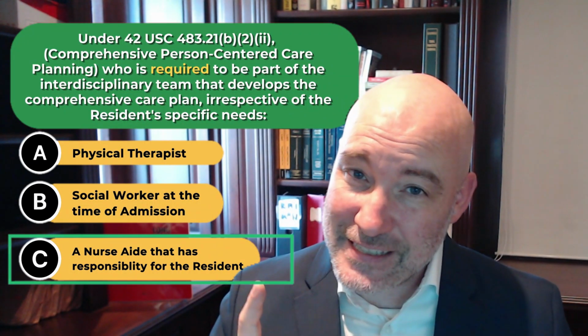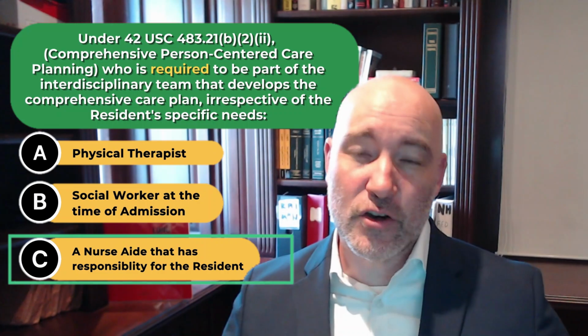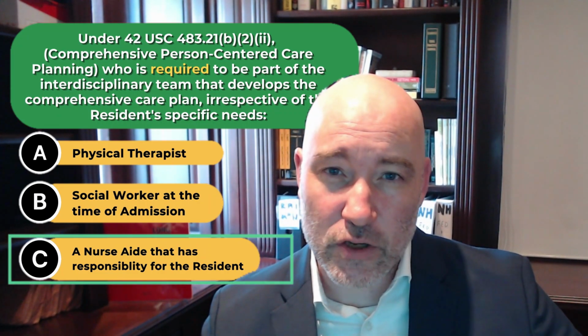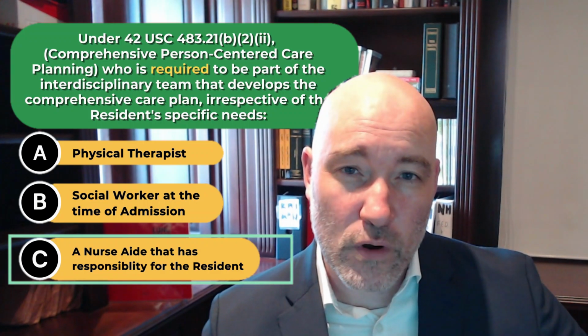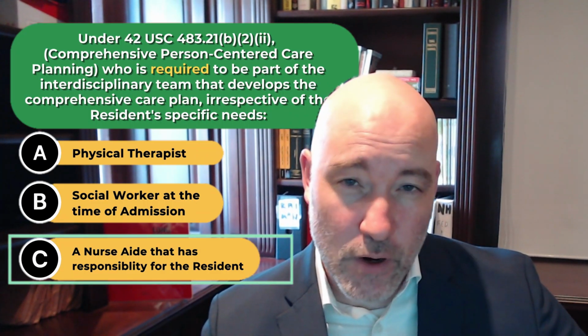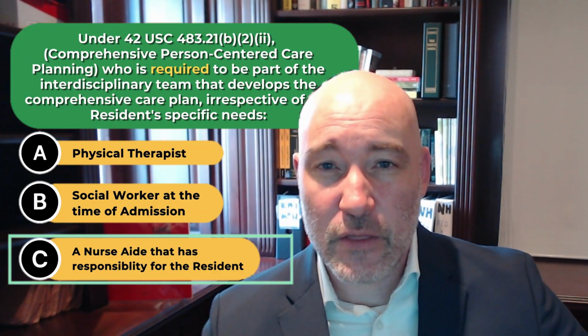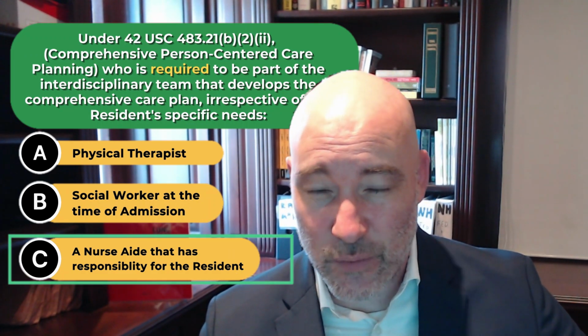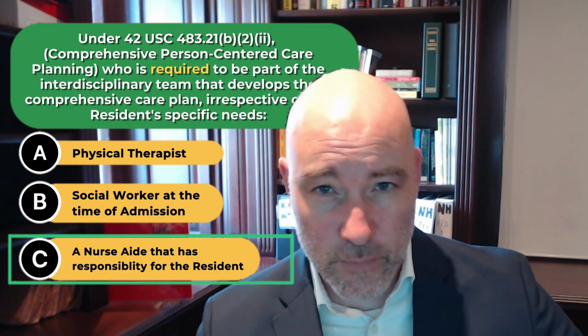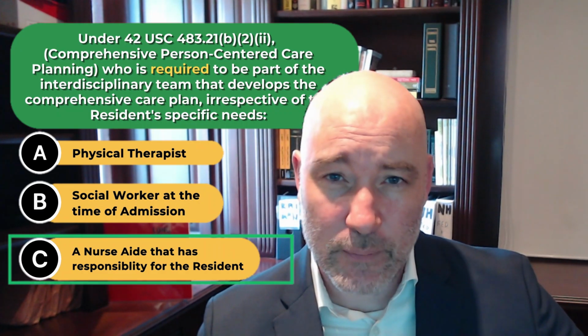The answer is C. You're right. The nurse aide. A nurse aide who has some type of responsibility at some point for that resident must be a part of the interdisciplinary team that comes up with the actual comprehensive care plan that's used for that resident. So if you got that right, it's 100 points. And we're keeping up with this week by week. Okay, so if you didn't get that one right, then we got to hit the books. Go get the watermelon book.